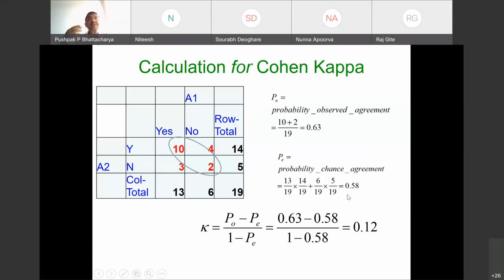Now, I was mentioning, where does hypothesis testing and inter-rater agreement interact? How do they interact with each other? So we obtained this Kappa score, 0.12, and the probability of chance agreement is 0.58. So this difference that we have obtained between the probability of chance agreement and this Kappa score, 0.58 and 0.12, is it statistically significant?